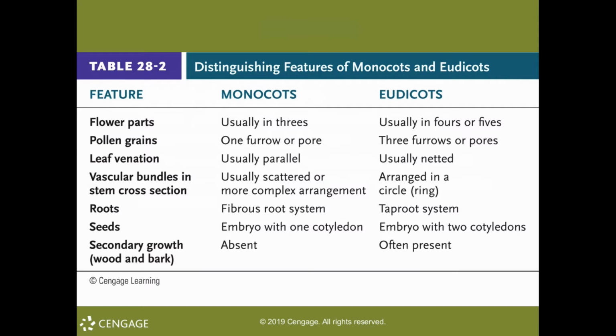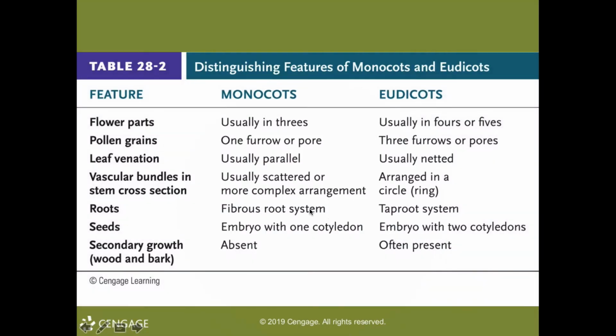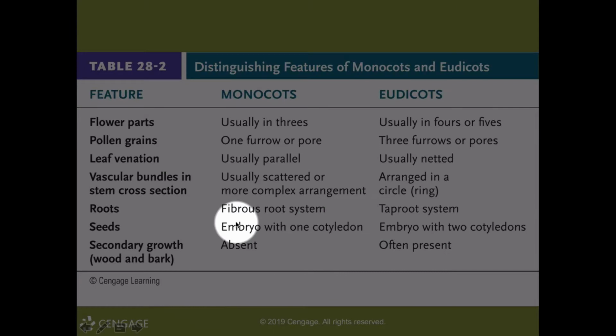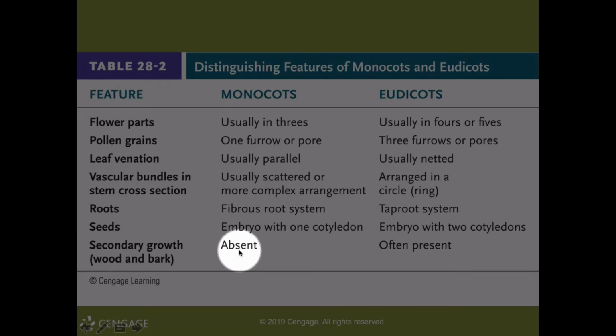What I will say is leaf venation is parallel. Vascular bundles are scattered in the stem cross-section. I say again, the vascular bundles in the stem of a monocot are scattered, as opposed to the vascular bundles you would see in the dicot, which I'm not there yet. Next up, the roots. There's a fibrous root system in the monocots, as opposed to what you'll see shortly. The seeds of monocots have 1 seed leaf, and there is absolutely no secondary growth in monocots.